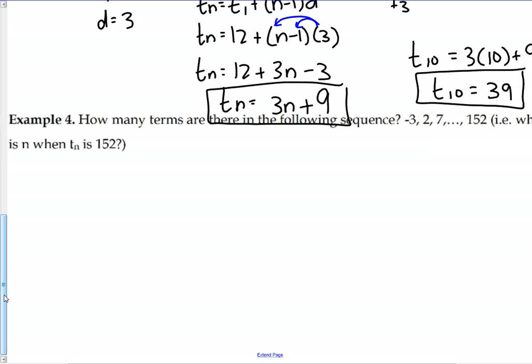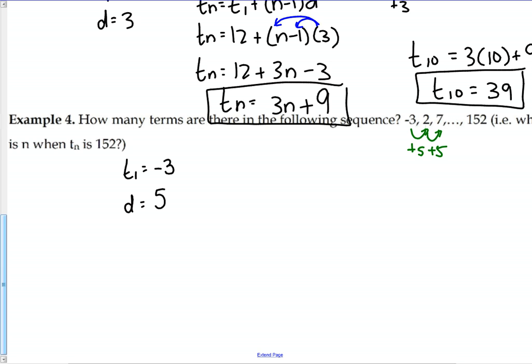Important information: no matter what, we always need to know our first term and our common difference. It's a good starting spot. What's my first term? Negative 3. And what's my common difference? What are we adding each time? Plus 5.